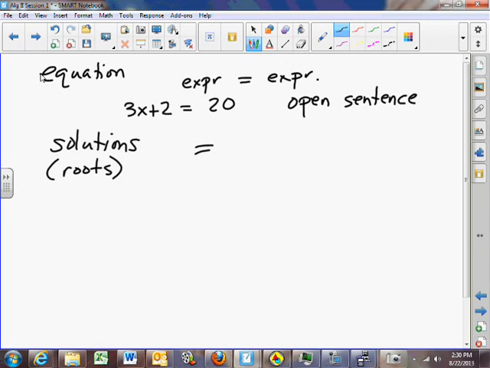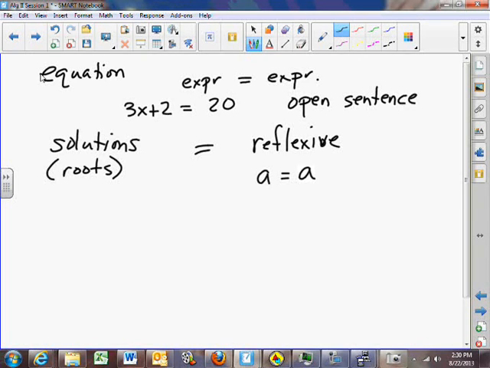Well, the first property of equality is called the reflexive property. And this one's really pretty easy to handle. The reflexive property basically states that any number A is equal to itself. So anytime you have a number or an expression, you can set it equal to itself if you wish.